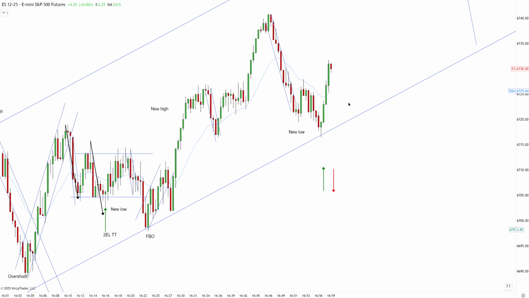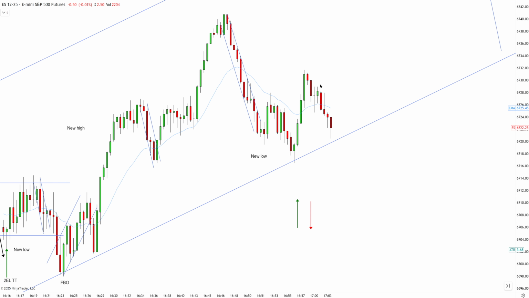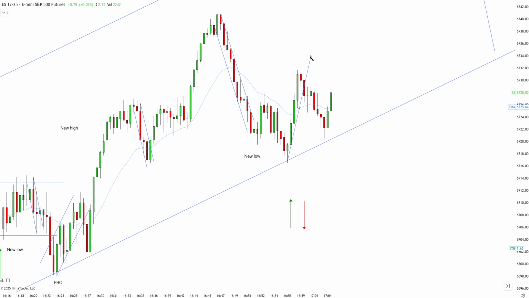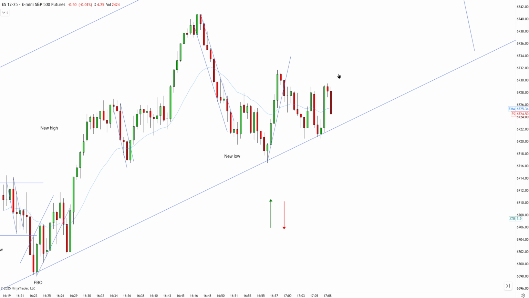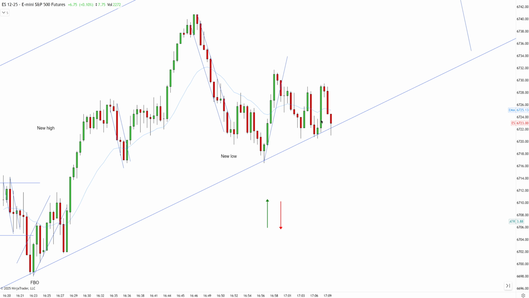Pullbacks are tiny. So let's see what's gonna happen. No setup here. We're back below EMA. We're back to going sideways. I don't think you can go long here.